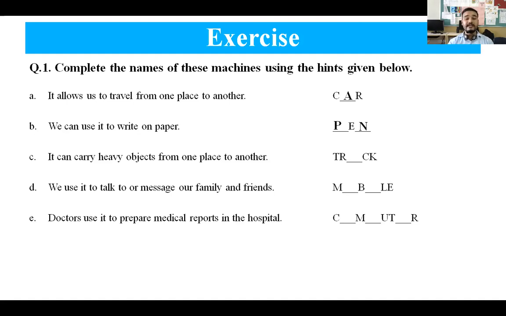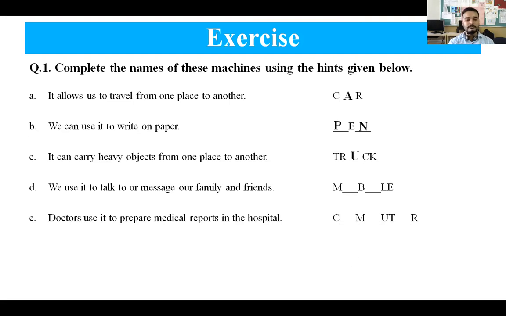Now the third one, it can carry heavy object from one place to another. What is the thing that carries heavy object from one place to another place? Four letters are given. First two are initial letters and two last letters, T, R, dash, dash, and CT. So what will come over there? Yes, U will come over there. So it will become truck.